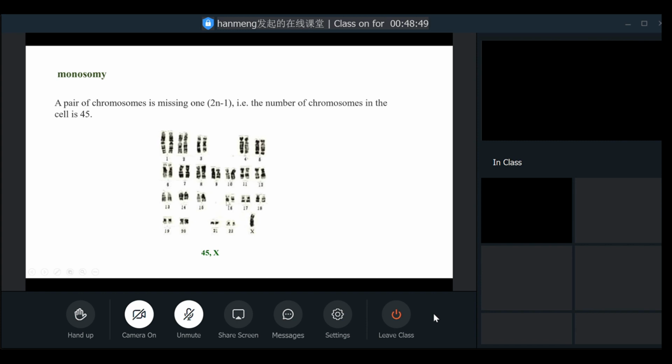For example, the Turner syndrome, because in this condition, the patients miss or lose one X chromosome. So the karyotype is 45,X. This condition is also named the Turner syndrome.